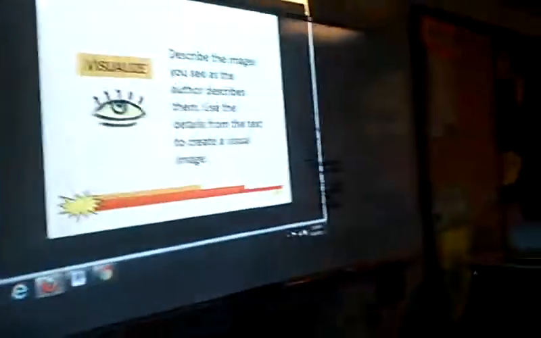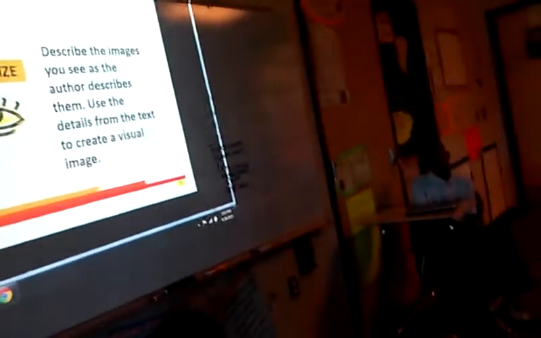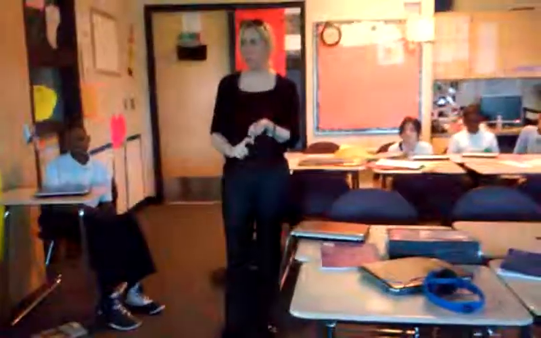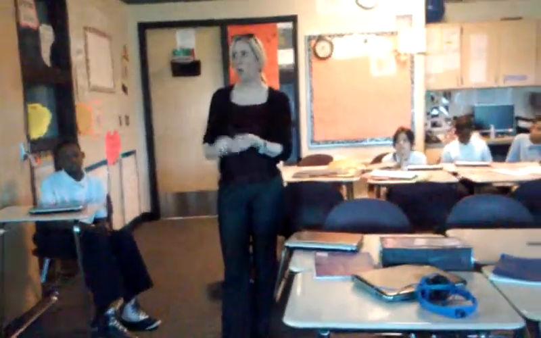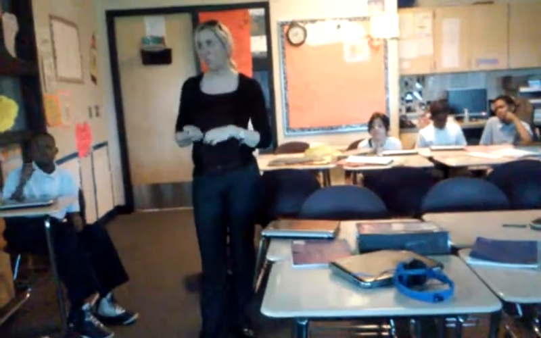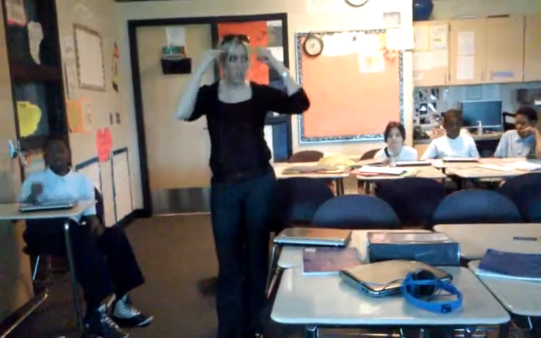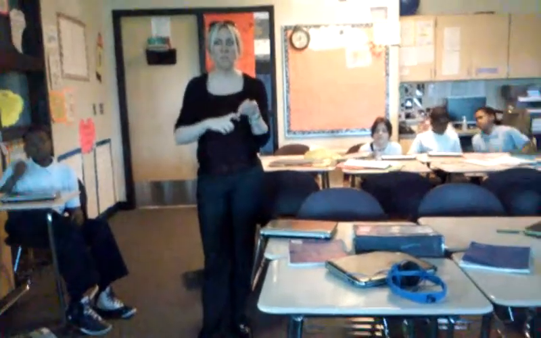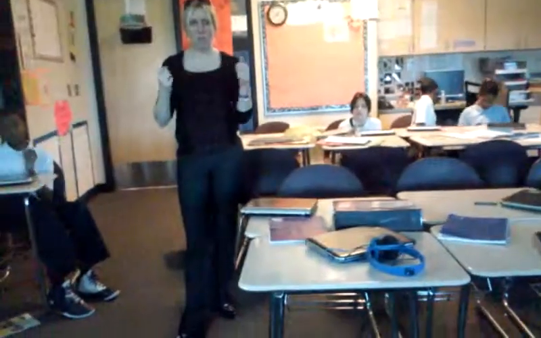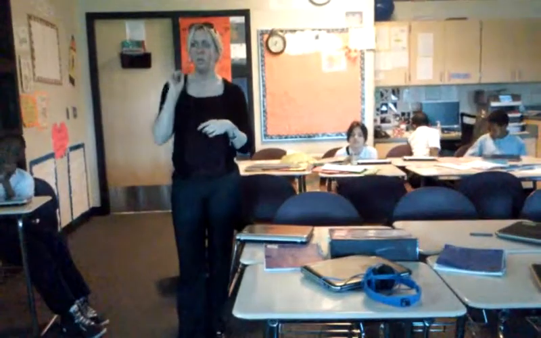Visualize, and this is a great strategy to use as well. When you visualize, you guys, you see the images in your mind. You're going to describe what the author uses, and it's going to provide details for the text to create a visual. So right now, everybody should be visualizing in their mind tremors, earthquakes, natural disasters, etc. Next slide.